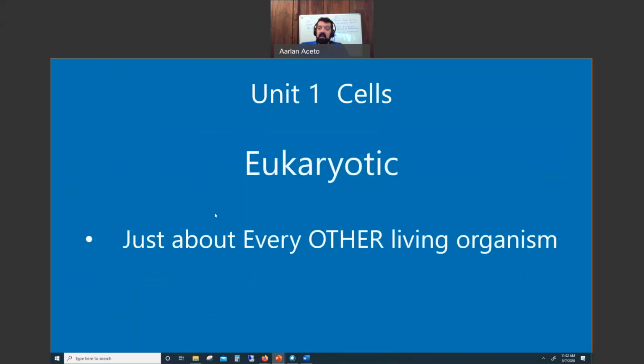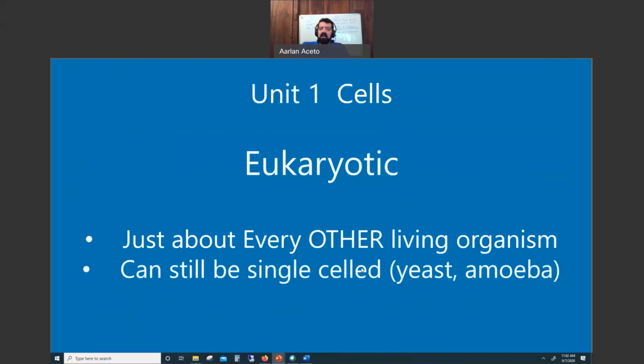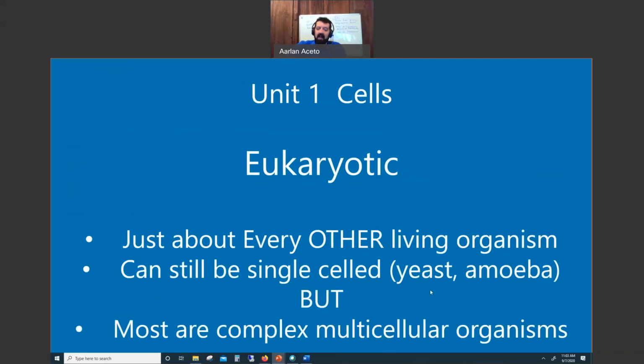Eukaryotic is essentially everything else on the planet, and we can be multicellular, or it can still be single-celled. A yeast or an amoeba, these are both single-celled, very small, simple organisms, but they still have membrane-bound organelles. They are more complicated. So eukaryotic does not necessarily mean a real big complex tree or a mushroom or a great whale. Eukaryotic could be a single-celled organism, but they still tend to be more advanced than a prokaryote. Most are complex multicellular organisms. They don't have to be, but most are.